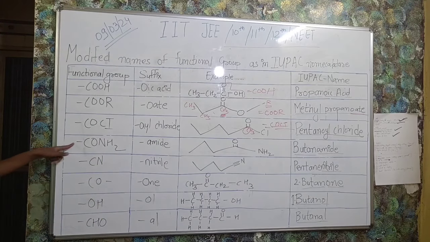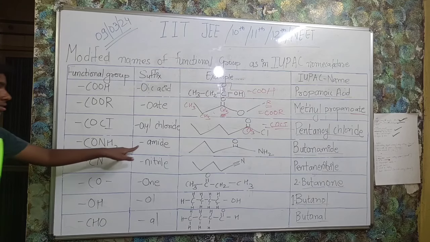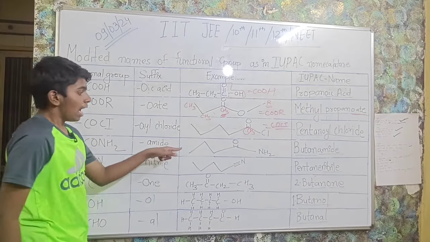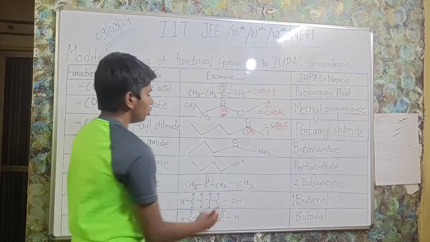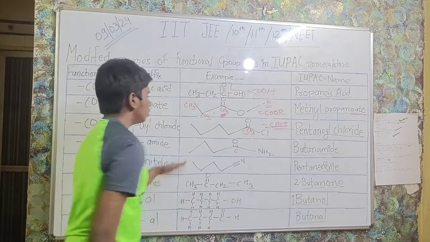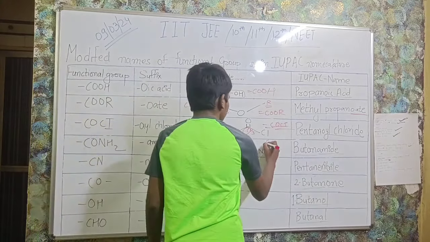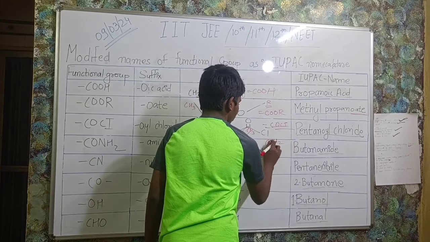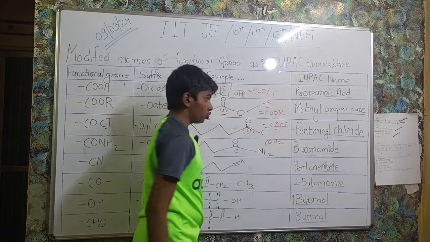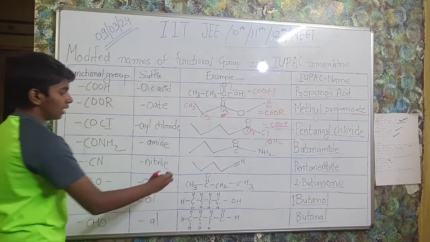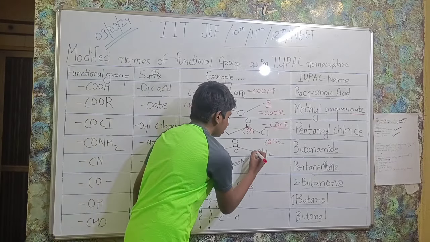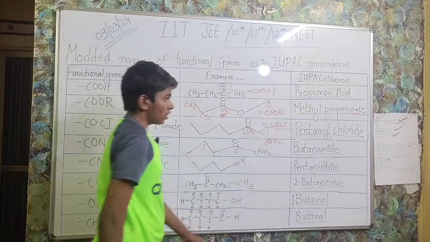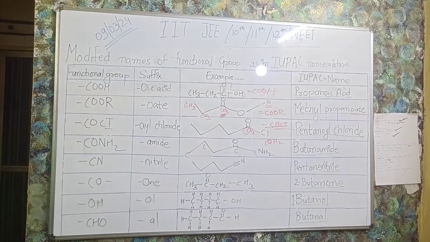The next functional group is CONH2, which has the suffix amide. Here is an example of a structure. You can directly name the carbons: how many carbons are there? 1, 2, 3, and 4, and this is considered 1. So it is butanamide.